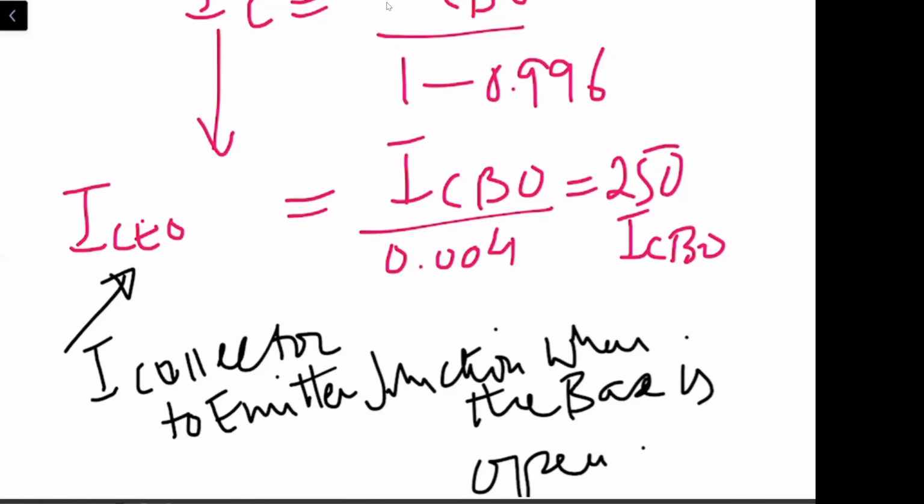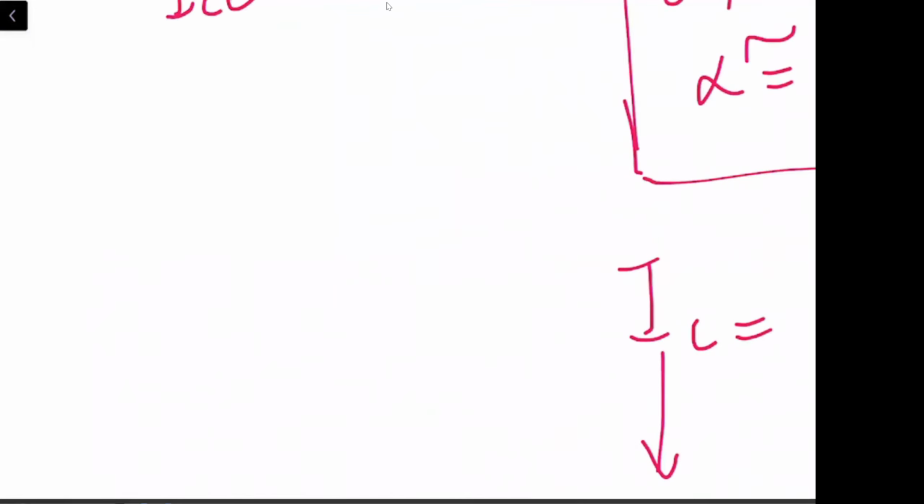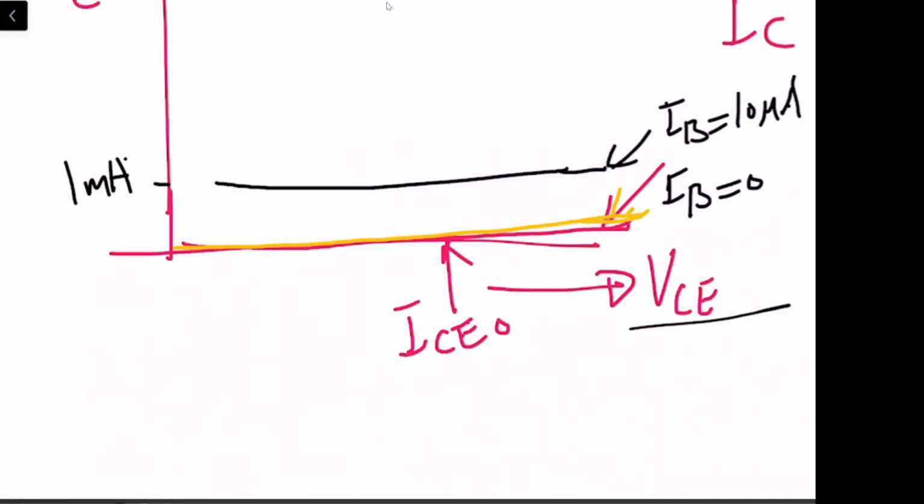So therefore when we are drawing it on the output characteristic curve, if you see, it is not at the very base, but it is just above the base, because it is bigger in size compared to the ICBO value. So therefore this is more prominent than the ICBO value. ICEO is that current which is flowing from collector to emitter junction when the base is open, right?